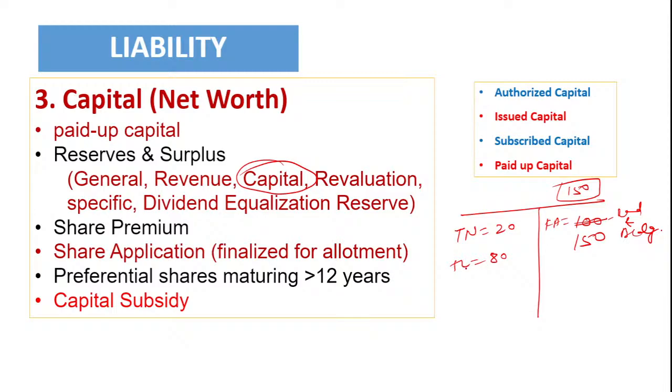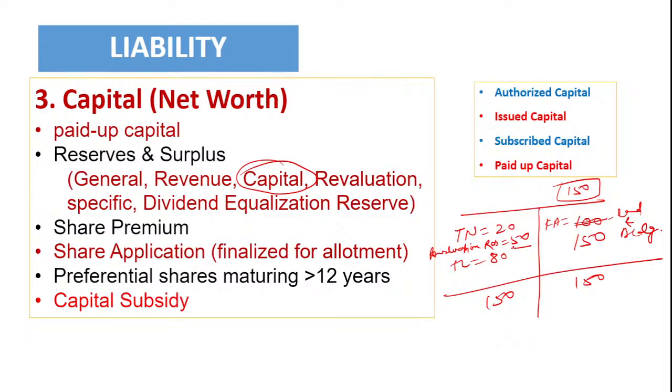And on the left side, what will they do? They will simply write here revaluation reserve. Okay. And they will write here 50, because asset and liability should match. Here 150, then there also 150. So they will write 150 as a revaluation reserve.